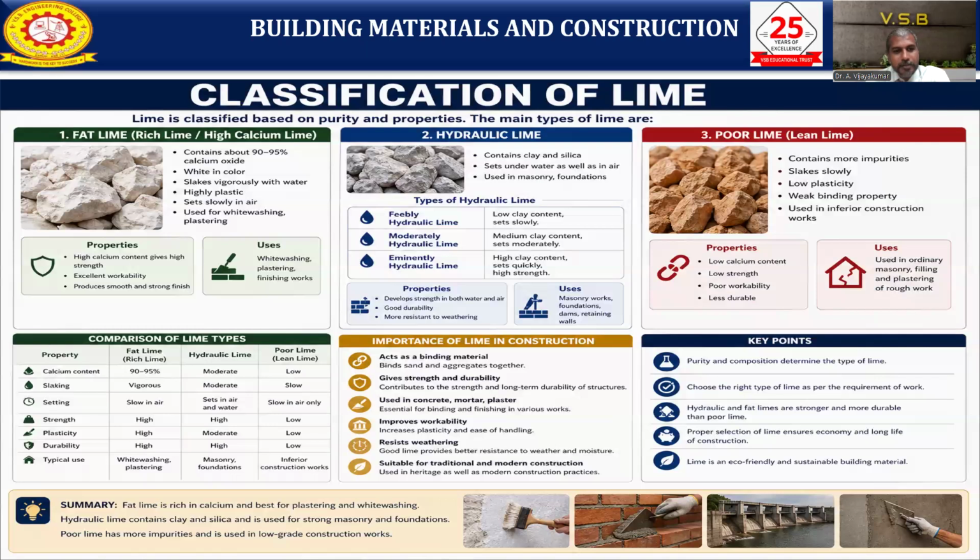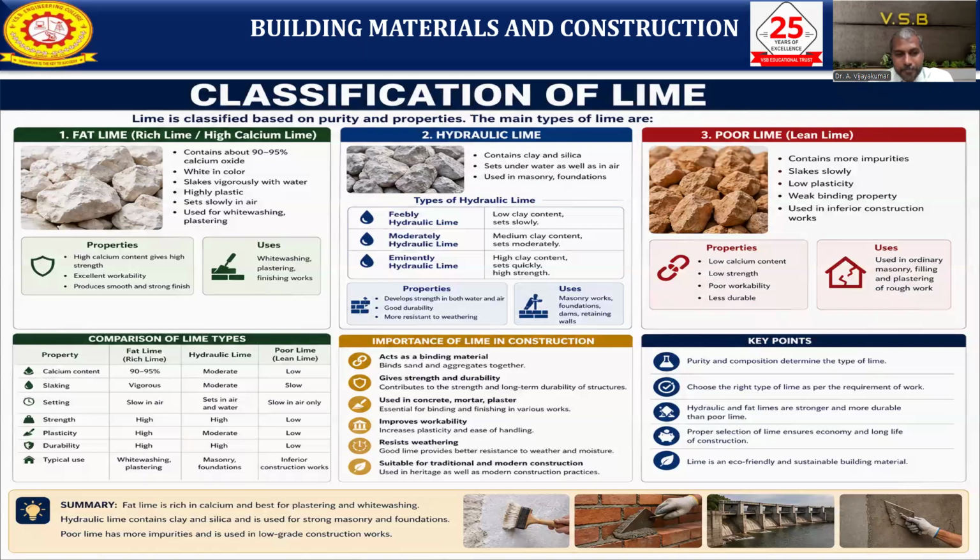So we can see the different classifications of lime and what properties they have. If you see the calcium content, rich lime has 90% or more calcium available. Hydraulic lime has a moderate calcium content. Calcium content is very, very low in the case of lean limes. For slaking properties, fat lime slakes vigorously, hydraulic lime is moderate, and poor lime is very low.